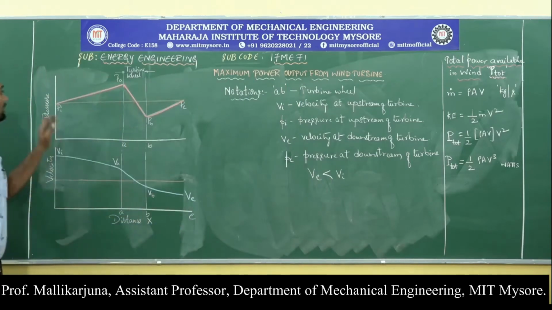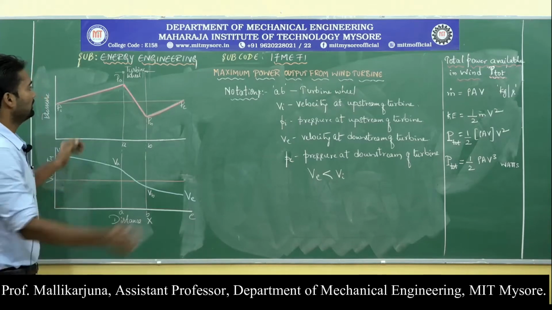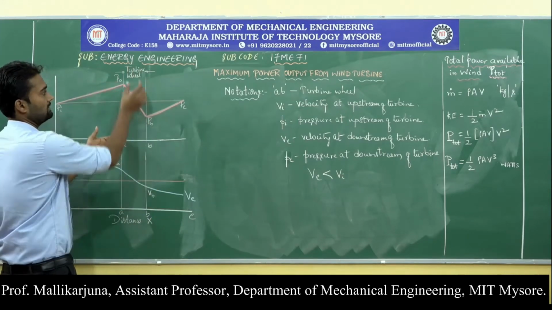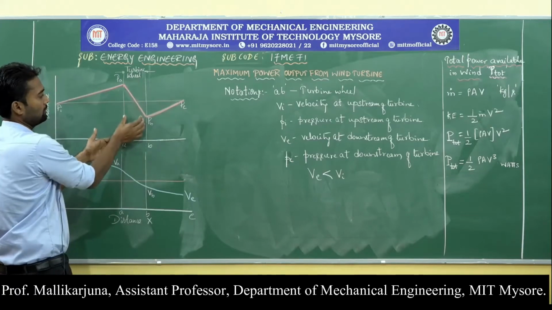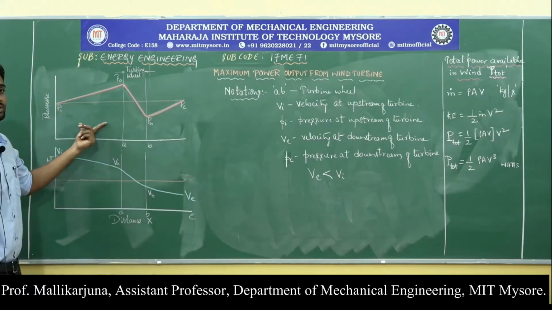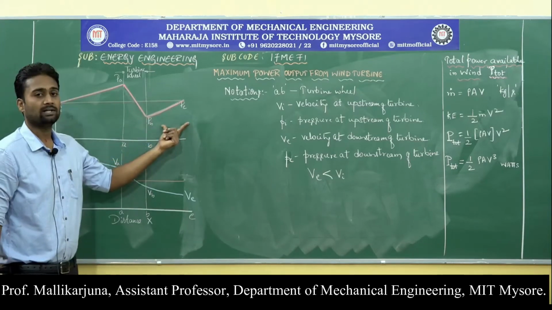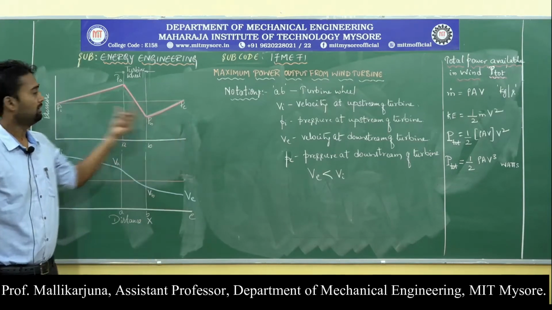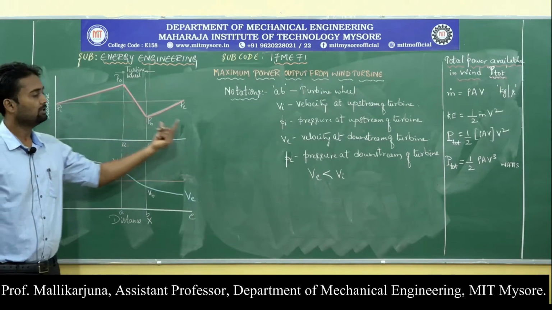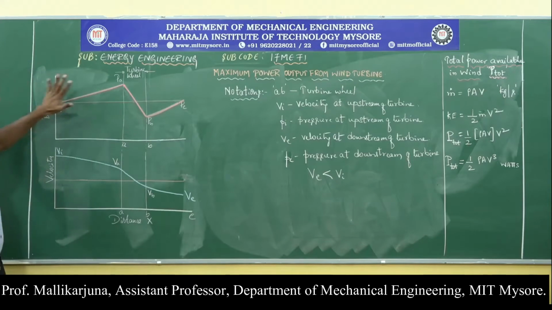Already I have said we have taken a horizontal axis wind turbine into consideration. This portion is considered as the turbine wheel. To this portion's left side, I have the upstream of the turbine wheel and the right side is the downstream of the turbine wheel. The graph above is for pressure variation of the wind, the graph below is velocity variation of the wind. Now at the base point we have Pi.